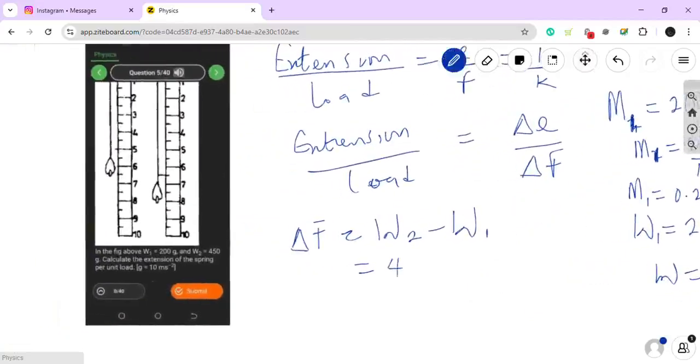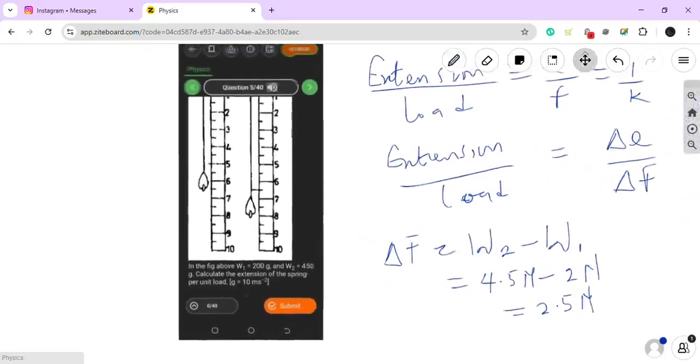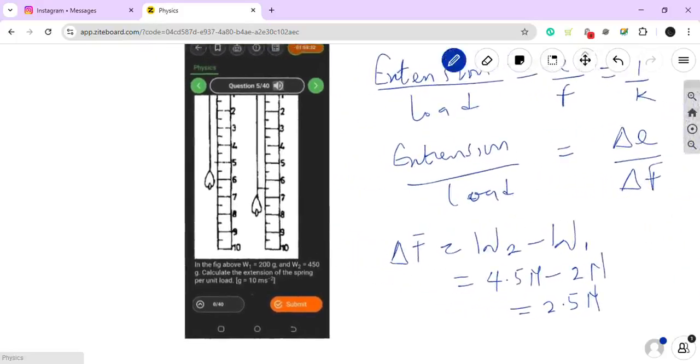Okay. So now come back to the question. W2 here is 4.5 Newton. W1 is 2 Newton. So meaning we are going to have 2.5 Newton here. So we've gotten the change in force. So let's try and look for change in extension. Change in extension is here. Now this thing is actually measured in centimeter. Maybe from 1 to 10 centimeter, I don't know. But let me just agree that it is measured in centimeter.